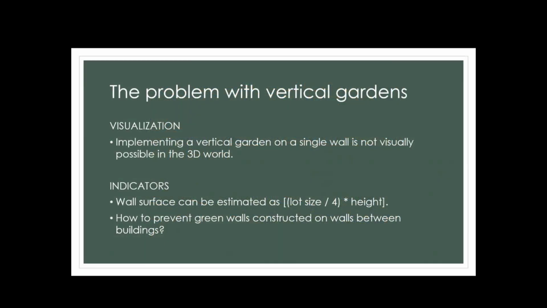Implementing a vertical garden on a single wall is not visually possible in the 3D world. Yeah, in fact, there are two challenges here: how to visualize it and how to calculate them. As a bit of a background, the way our calculation core works is through vector data and polygons and grids and things like that. So really 2D spatial magic.